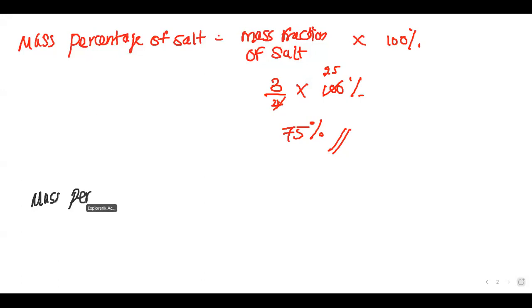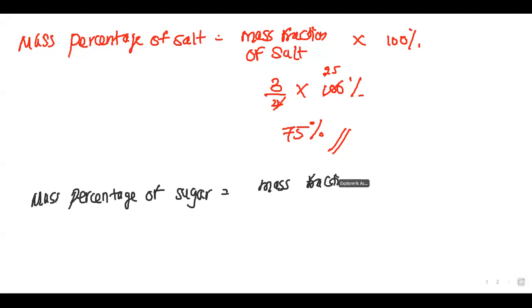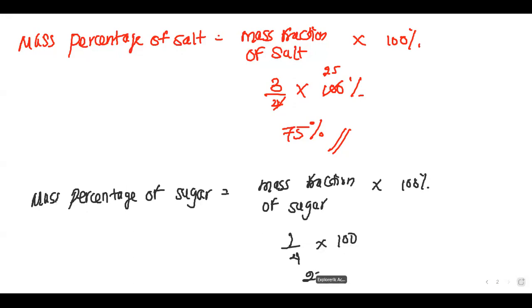So then the next one, mass percentage of sugar. You have to write the mass fraction of sugar, that we found earlier, that is 1 over 4, into 100%, that will be 25%.